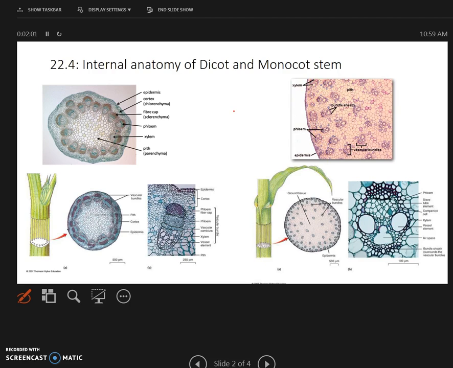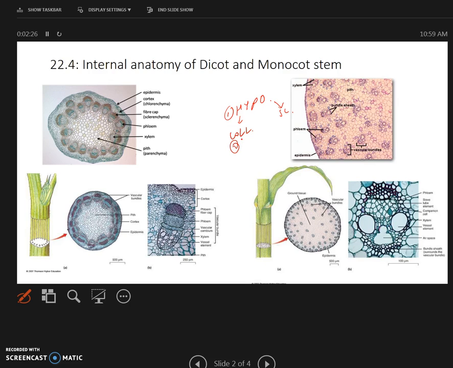Alright, let's look at the first difference. The first difference is that the hypodermis in a dicot plant is collenchyma. So the hypodermis, which is just below the epidermis, is made up of collenchyma in dicot, and it is sclerenchyma in a monocot. Okay, that's the first difference.